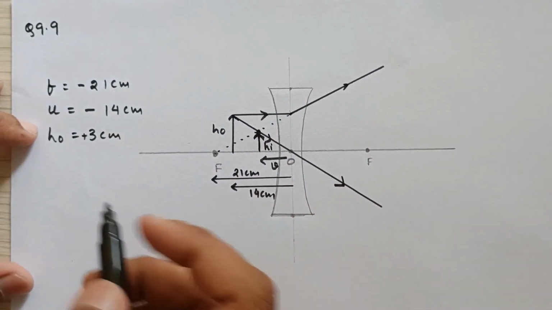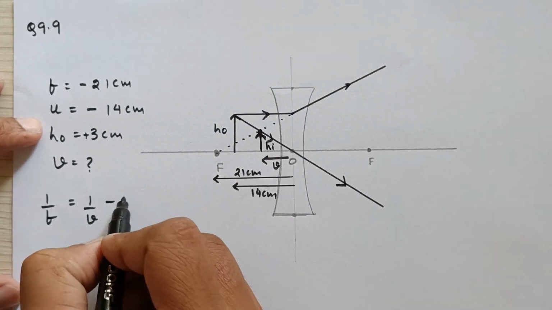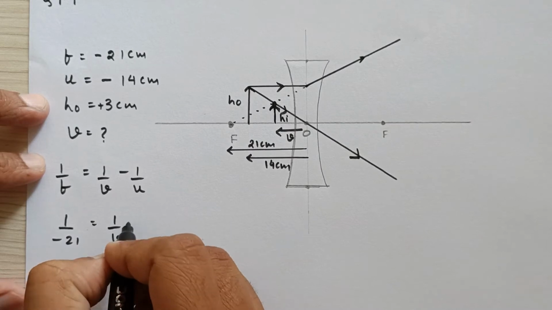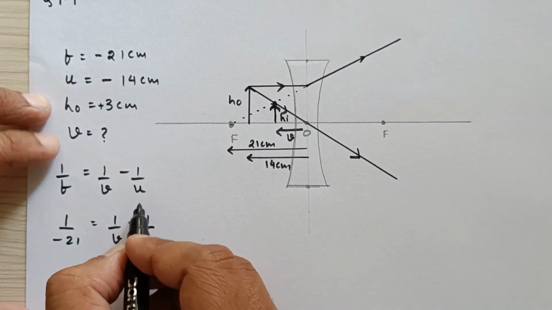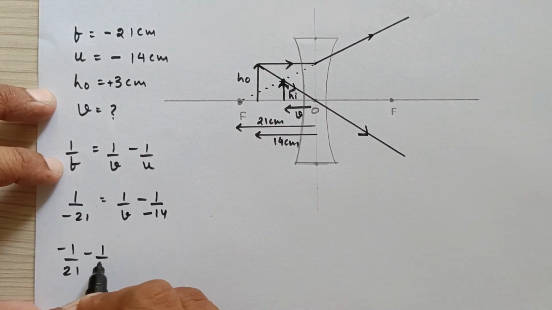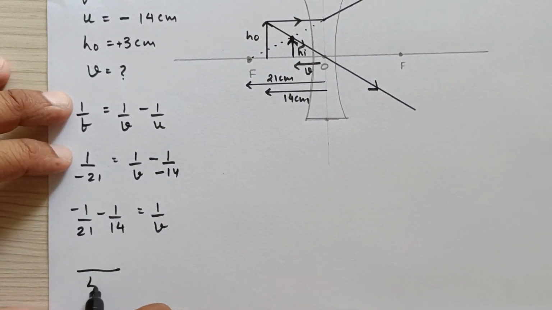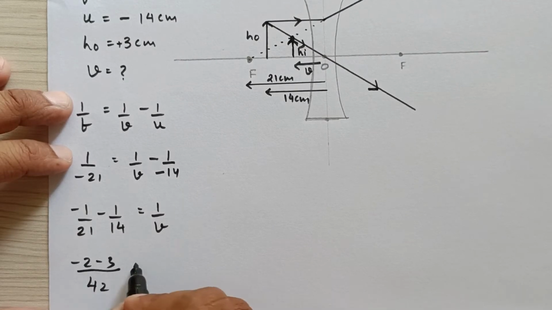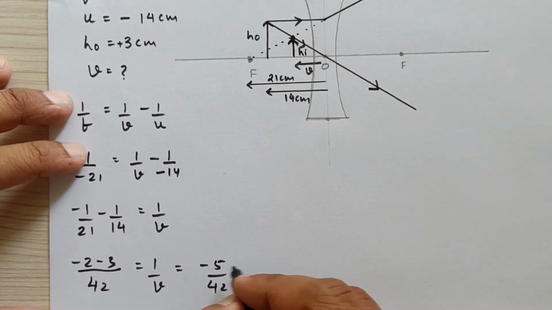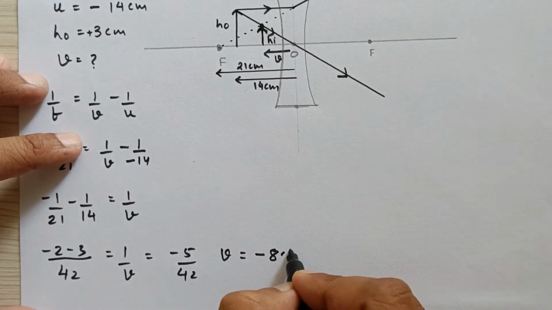So first of all, let's find out the image distance with the help of the lens formula. So 1 upon f is 1 upon v minus 1 upon u. Focal length is of course negative, minus 21. 1 upon v minus 1 upon, as per the sign convention, minus 14 centimeters. So on reciprocating and solving further, we get v is equal to minus 8.4 centimeters.